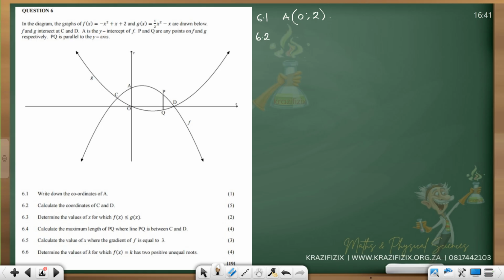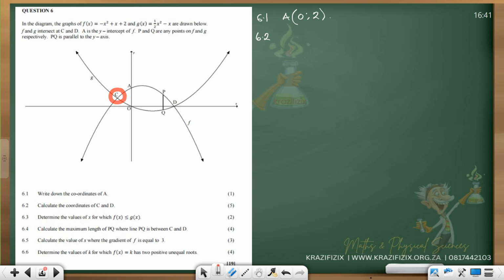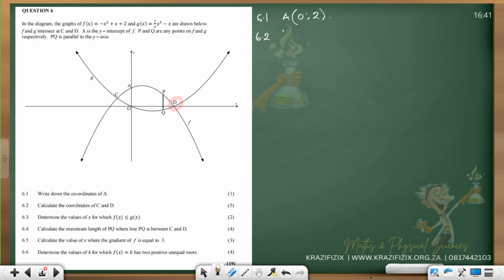Coordinate. Now they said calculate. Here we have to do some work. Now, what do you notice about C and D? Let's inspect first. We notice they are points of intersection. So C and D, by inspection, are points of intersection.